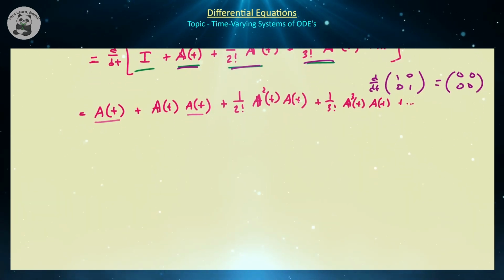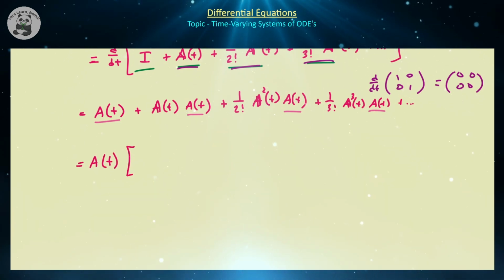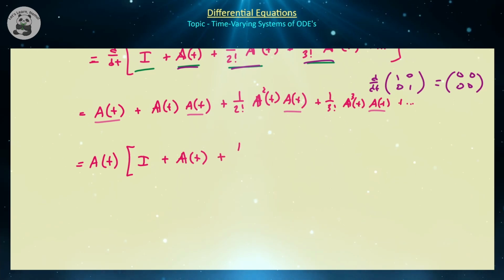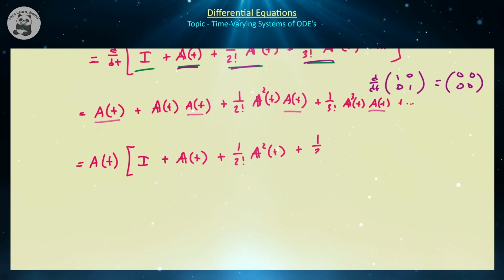Now notice that each and every one of these terms has an A in it, so we can factor it out. Keep in mind, we're assuming that A and script A do commute, else this is not necessarily true. So that's just going to be equal to A of t times I plus script A of t, plus 1 over 2 factorial times script A squared of t, plus 1 over 3 factorial times script A cubed of t, plus and so on.